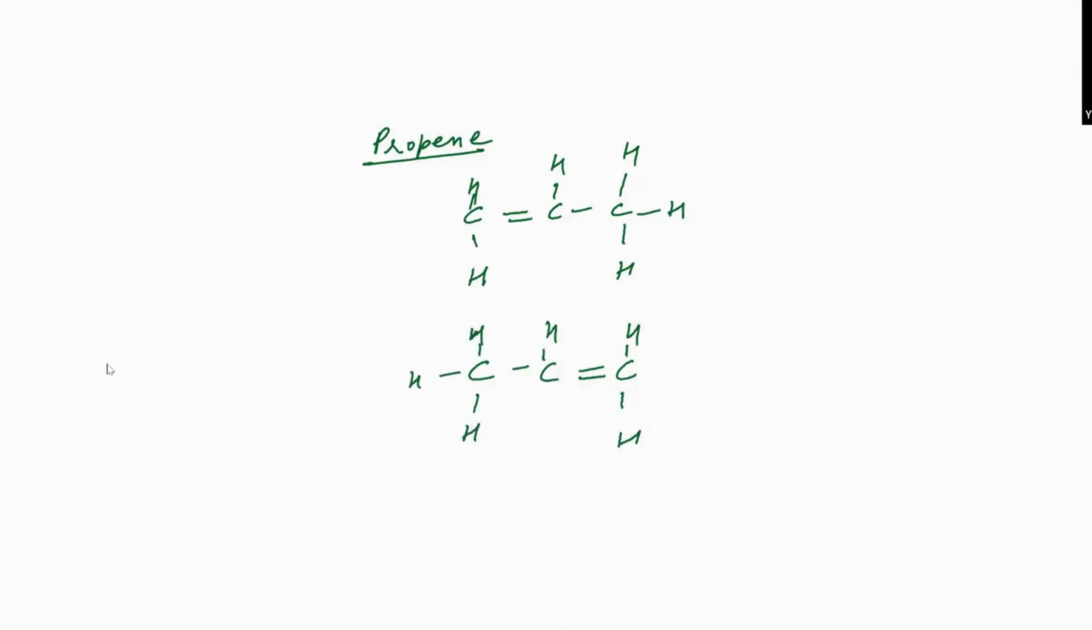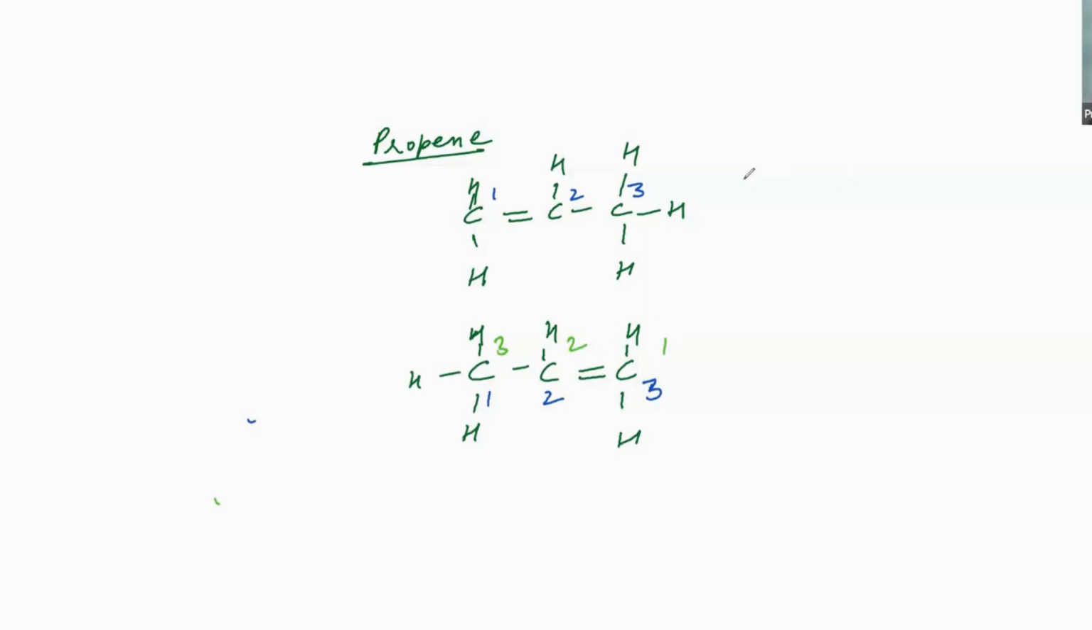Now if I number this, that would be 1, 2, and 3. I can number it from the other way also. I have started the numbering from the left hand side, and here the double bond is getting the second position. What if I reverse the numbering and start from the right hand side, like 1, 2, and 3?